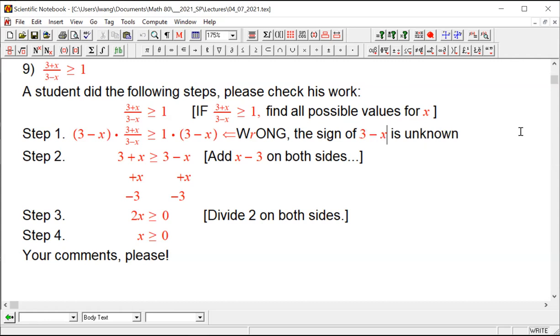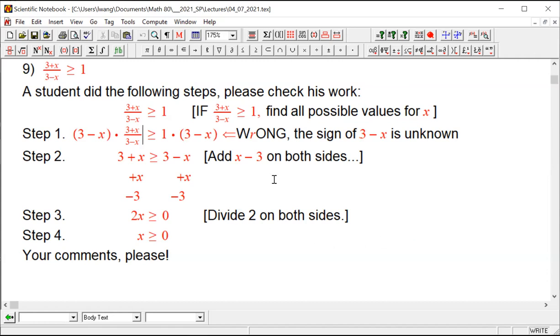Sure, we can require the denominator cannot be 0, so x cannot be 3. But 3 minus x may be positive or it may be negative, right? If it's positive, then this will be right. If it's negative, this has to be switched. So do we switch or do we not switch?